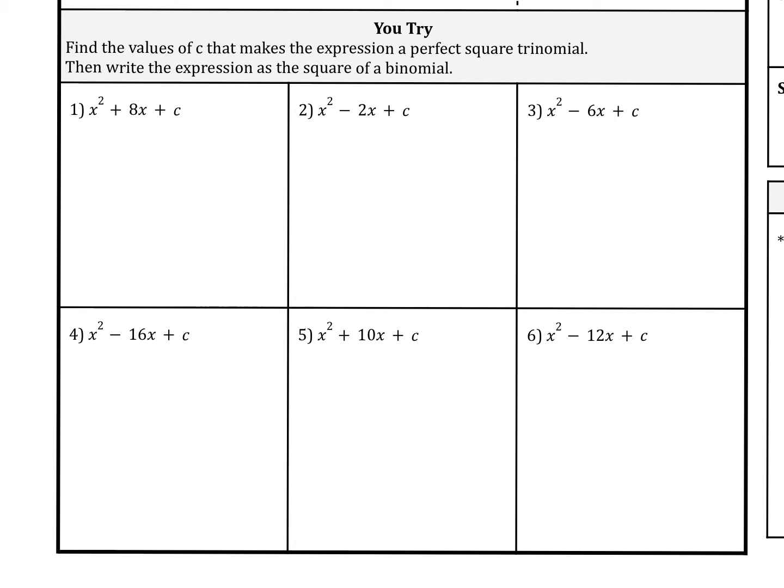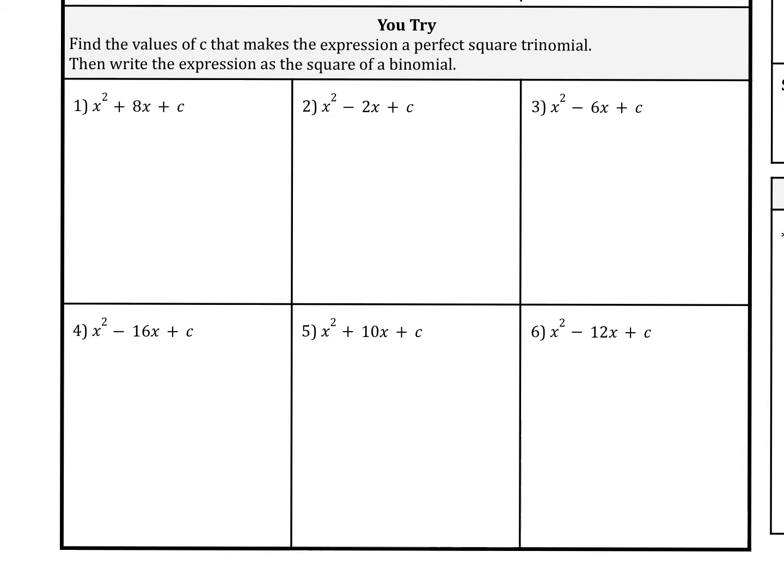Now we're going to use the You Try problems to practice more on how to find the value of c and how to write the expression as a square of a binomial. As the first step, I take b, the coefficient of x. The coefficient of x is 8, so b is 8. Now I take half of b, which means 8 over 2, that is 4. And then you square 4.